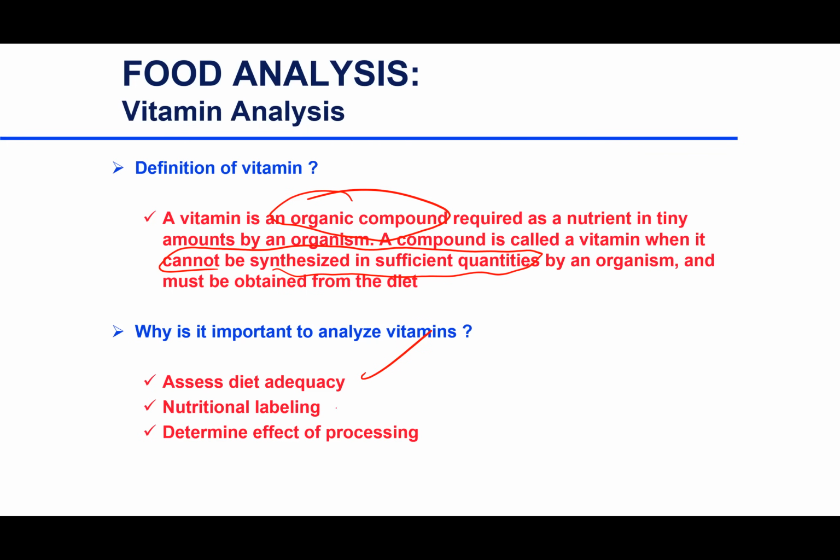So we analyze them because we want to make sure we have enough in the diet, which was mentioned. Nutritional labeling was mentioned. And this one was not mentioned, but it is important. Some of the food processes that we do remove anywhere from a little to almost all of a particular essential nutrient. In this case, we're talking about vitamins. And so we want to know to what degree we've done that.